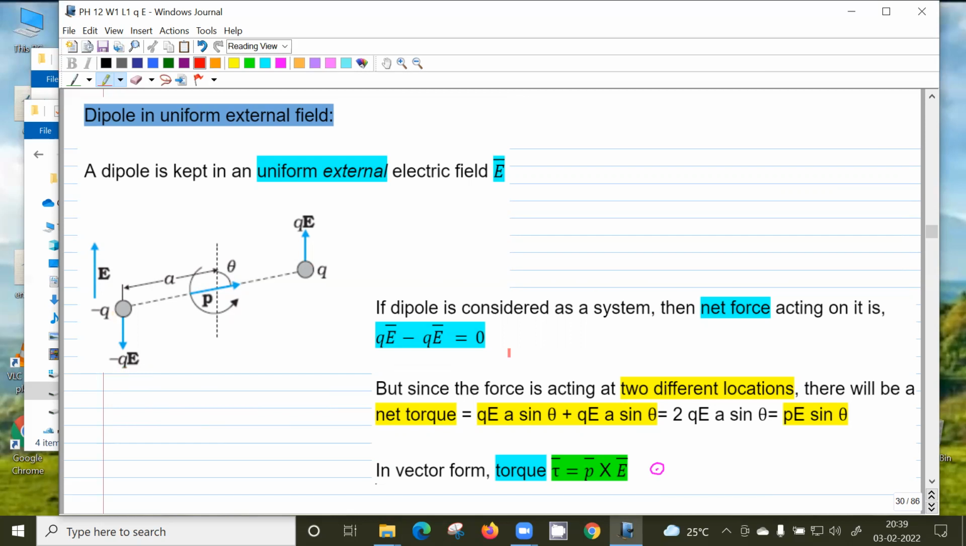So that E is already present. Even if you think mathematically, q is a positive quantity. For example, say q is 2 coulombs, and the charge of this one is minus 2 coulombs. So this force is minus 2E, and this force is 2 into E. So if the direction of 2E is positive upwards, the direction of minus 2E will be downwards.